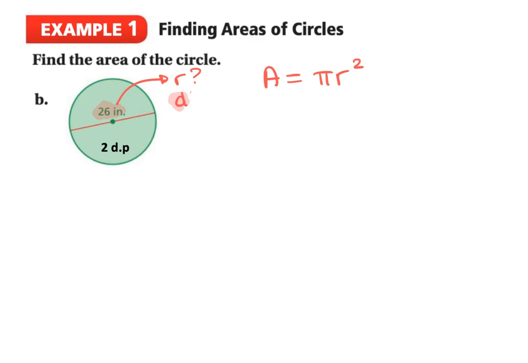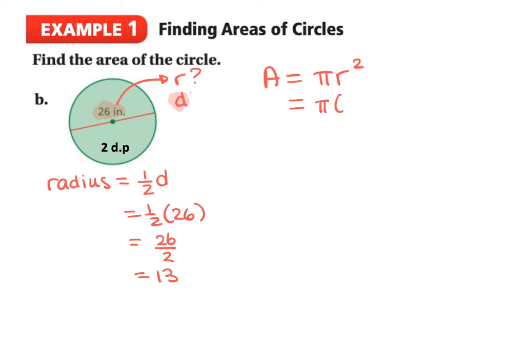Now, our formula uses the radius, so that means we need to know what the radius is. Now remember, the relationship between the radius and the diameter is that the radius is half of the diameter. So we have 1/2 times 26, which is the same thing as 26 divided by 2, which gives us 13. So our radius for this circle is 13. So we can now substitute this into our formula. We get pi times 13 squared. And 13 squared is going to be 169 pi.